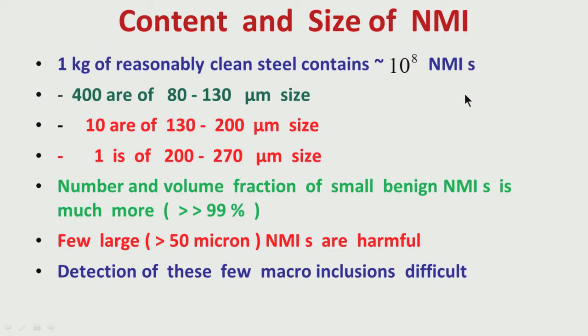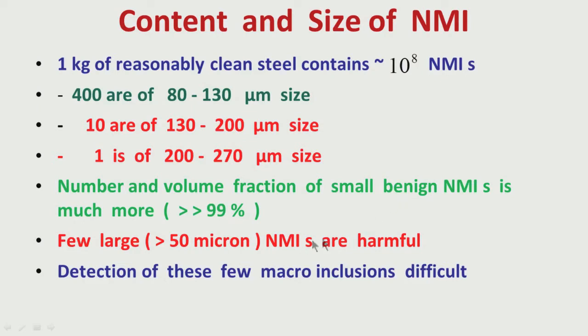Fortunately, most of the inclusions, 99.99% or more of them, are of smaller size. Only about 400 are of 80 to 130 micron size. Only about 10 are 130 to 200 micron size. The probability of having even one large inclusion of size 200 to 270 micron in this 1 kg of steel is small. So, that means most of the inclusions are very small in size and hence they are benign, that means they are less harmful. So, we need not really bother about those very fine inclusions.